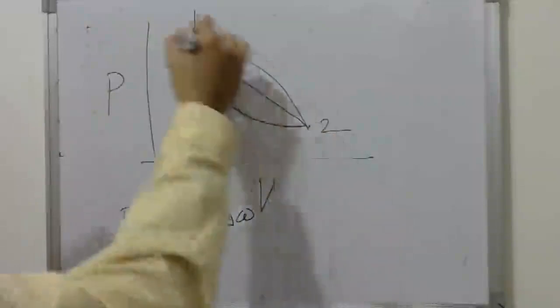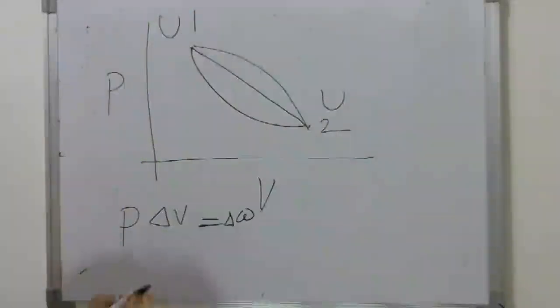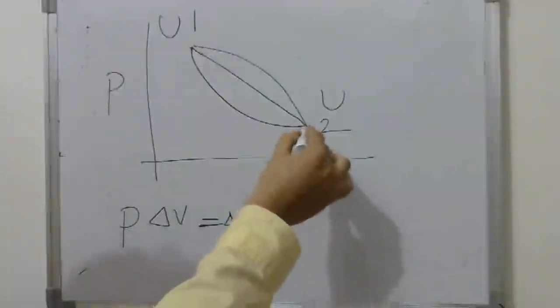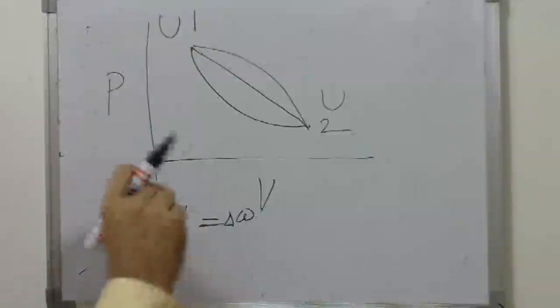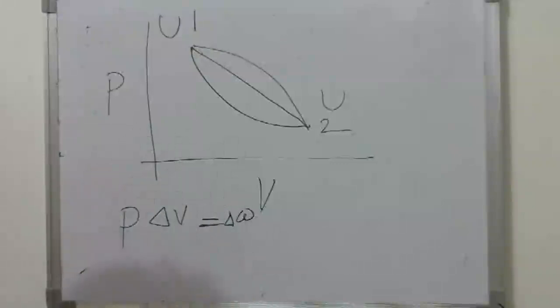So the final state, say U2, doesn't depend on the path taken by the process. It only depends on the state variables. That is, what is the final pressure and volume, or what is the final pressure and temperature, or what are the final pressure, volume, temperature. So U, which we call internal energy, is a state function because it depends only on the final state of the process, not the path taken by the process to reach that state.